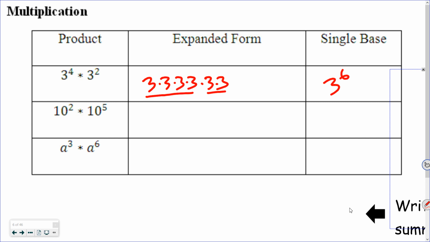Go ahead and do that with 10 squared times 10 to the 5th, and a cubed times a to the 6th. You can pause the video real quick and work that out. For this one, you should have ended up with 10 to the 7th. And for this one, you should have ended up with a to the 9th.